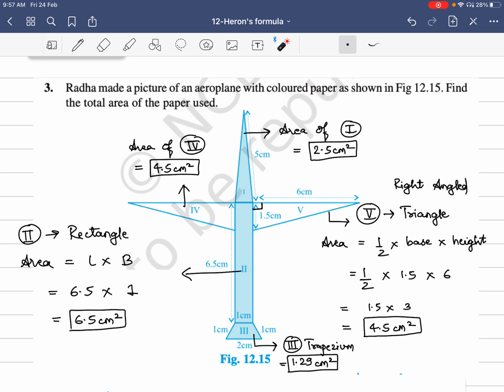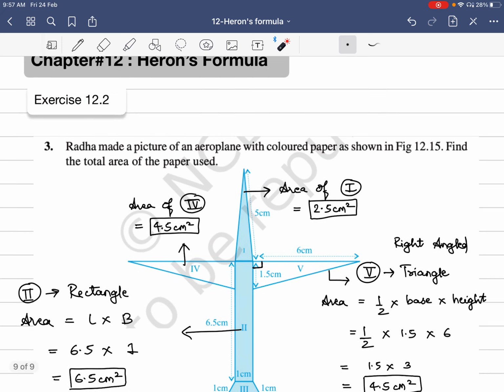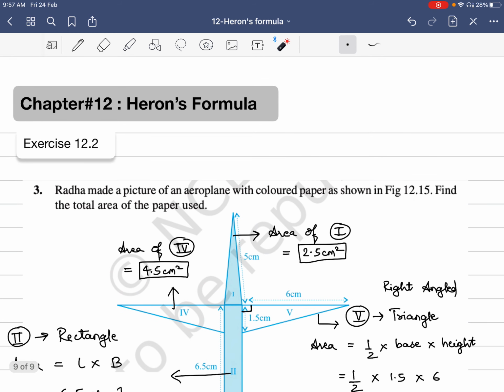The only place where we had to use Heron's formula, where there was absolutely no other option, was this figure, part number 1. For these two triangles we used the simple formula, half into base into height. This was a rectangle, and for the trapezium we had the trapezium formula to find its area. So this was the only portion where Heron's formula was used. In this way, problem number 3 from exercise 12.2 is done.